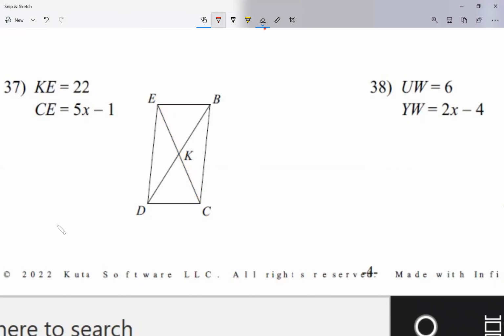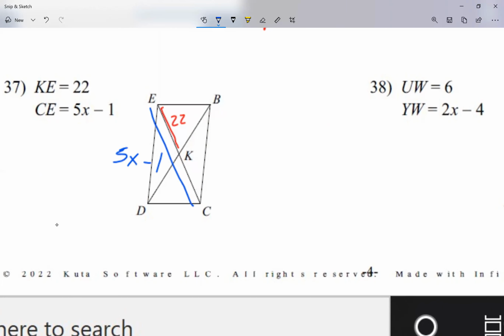Okay, so let's take a look at what I have. KE is 22. KE is this much. We're going to say this is 22. And then we have CE. Now, let me use blue for this one. CE is an entire diagonal, 5x minus 1.